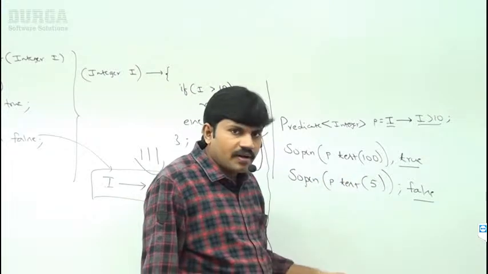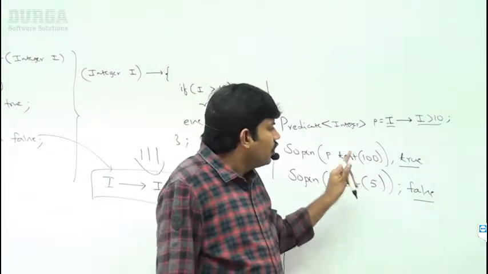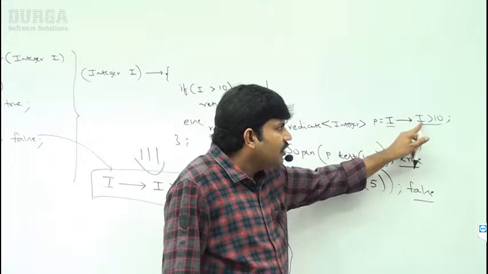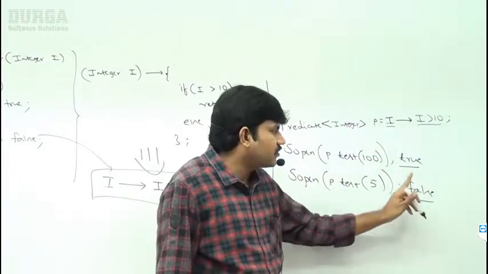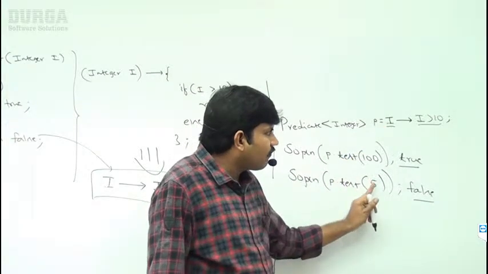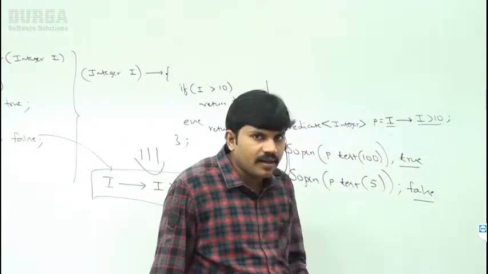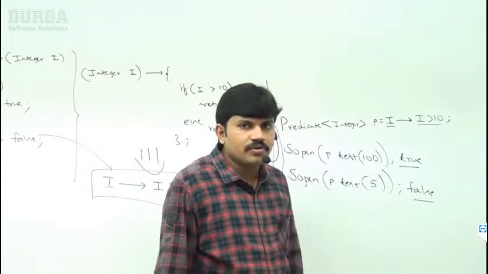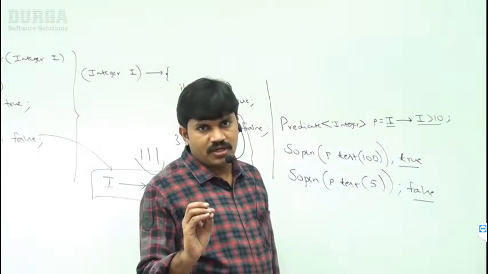System.out.print p.test of 100. What about its value, sir? Can you spell out? p.test of 100. 100 greater than 10 or not? Yes. That's why the answer will become true. Sir, p.test of 5 greater than 10 or not? No. That's why what is the answer we are going to get? False. Everyone is able to understand, right?